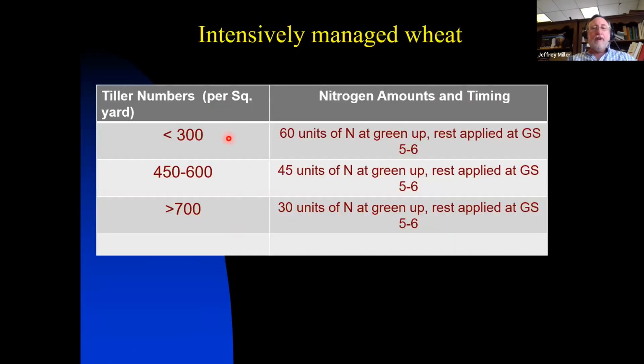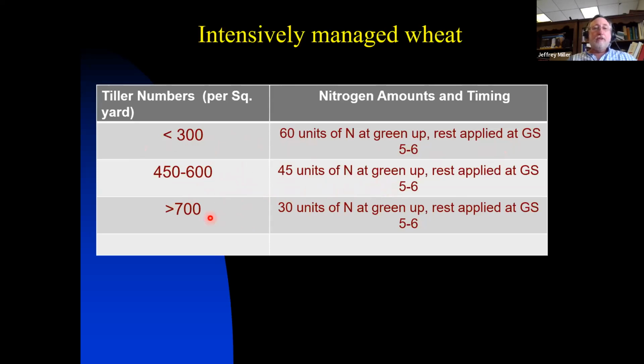And then if you have a count of tillers less than 300, the recommendation is to apply 60 units of nitrogen at green up. Again, we talked about the fact that nitrogen can actually enhance tiller production. So with a low number of tillers, that first application of nitrogen is the larger application, with the rest applied at extension. 450 to 600 is, I guess, more of the optimal. Now you're splitting that nitrogen up, 45 units of nitrogen at green up and the same at the extension phase.